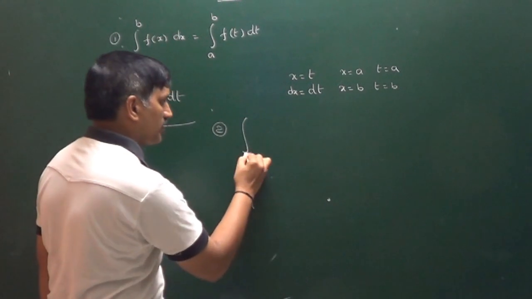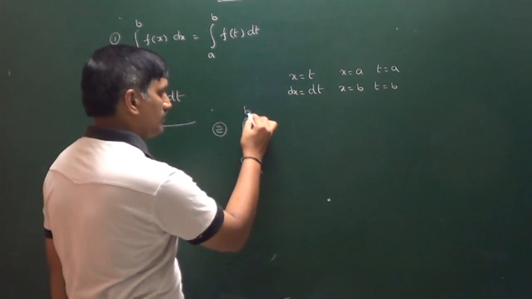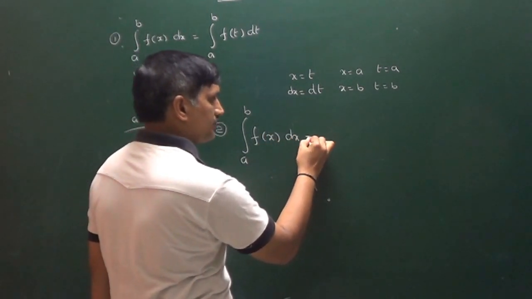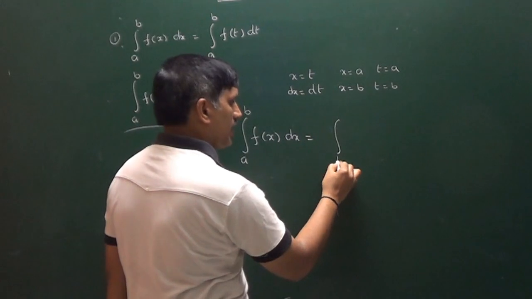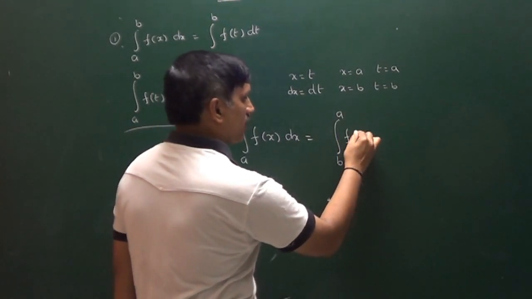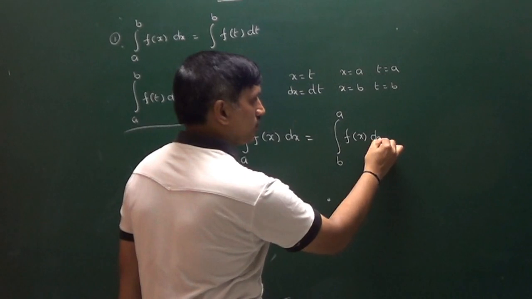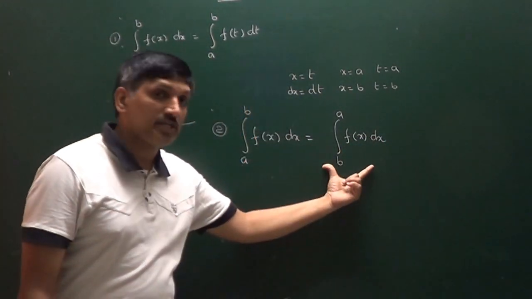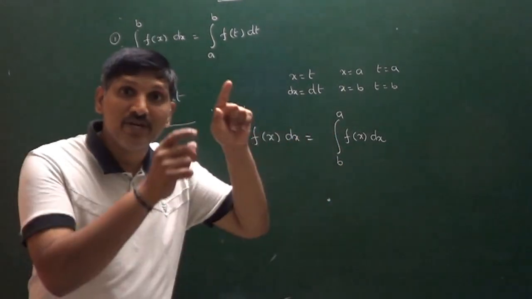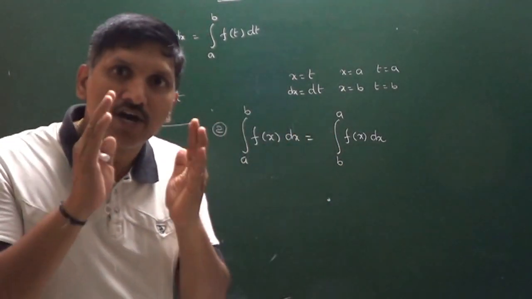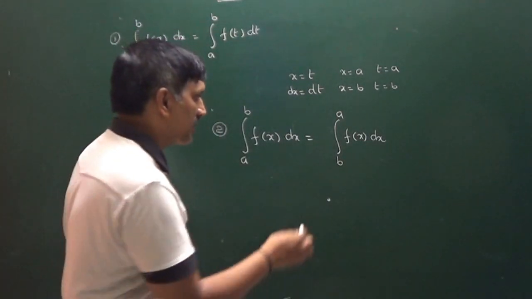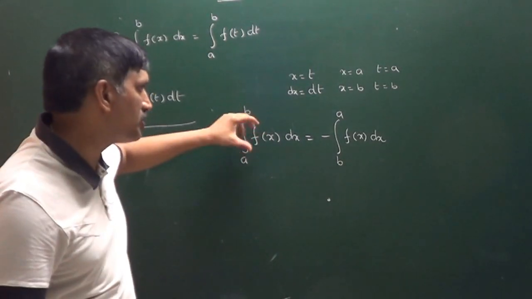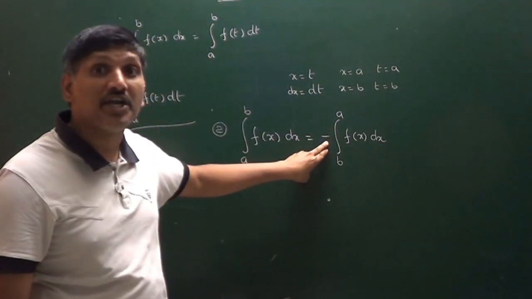This is the second property. Integral a to b f of x dx is equal to minus integral b to a f of x dx. What did I do? On the left, integral a to b f of x dx; here I have written b to a. Limits interchanged. Whenever we are interchanging the limits, you will get a negative sign.